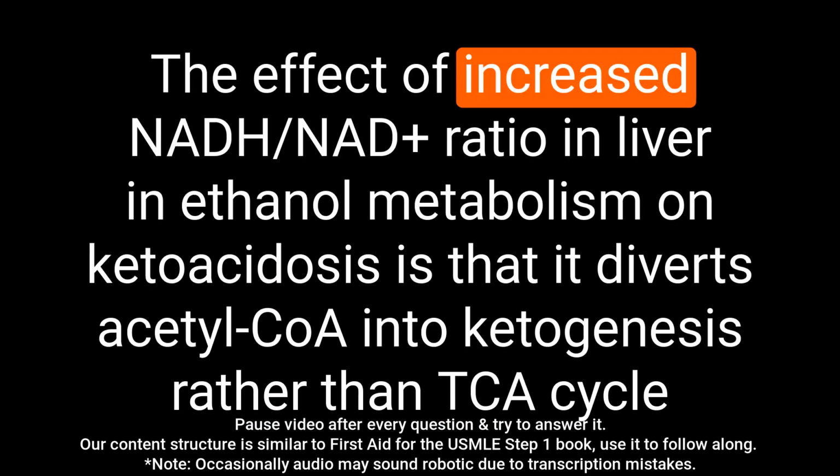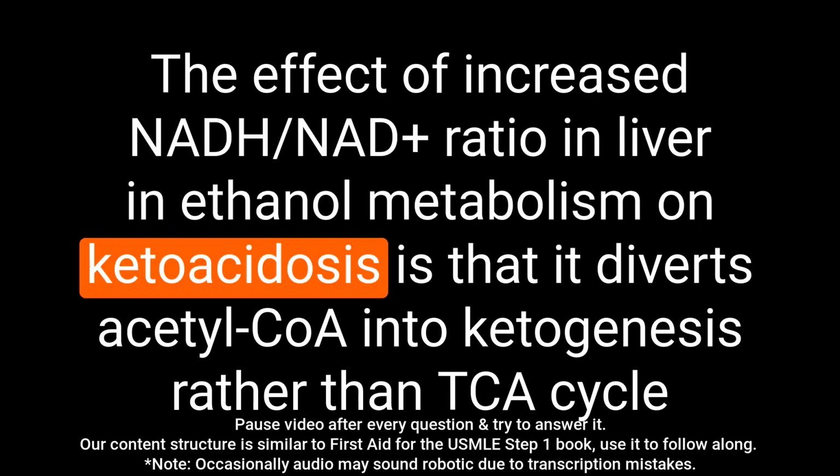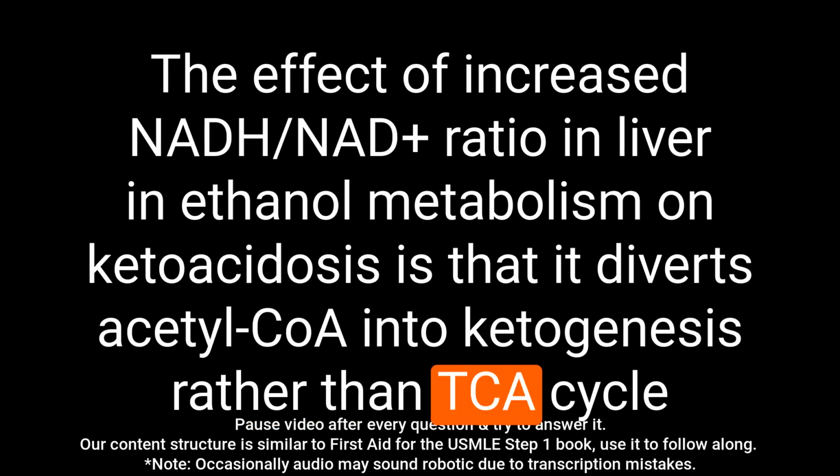Question: What is the effect of increased NADH, NAD+ ratio in liver and ethanol metabolism on ketoacidosis? Answer: The effect of increased NADH, NAD+ ratio in liver and ethanol metabolism on ketoacidosis is that it diverts acetyl-CoA into ketogenesis rather than TCA cycle.